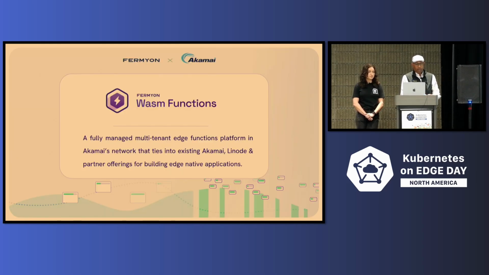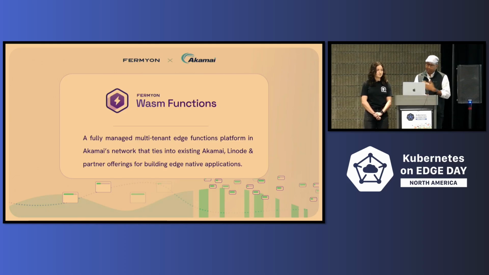Now, everything we've talked about, low latency, open source portability, instant startup, exists right here as a live platform. Fermyon Wasm functions run inside Akamai's global network, tied directly into our compute in Linode. To show you what this actually feels like in practice, Kate's going to walk us through.